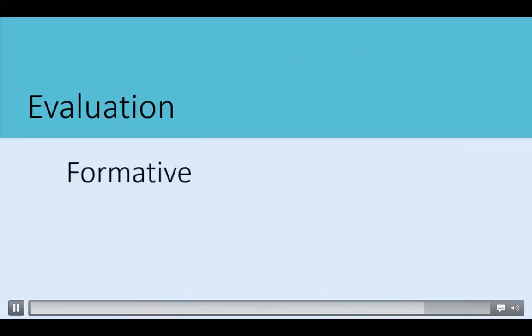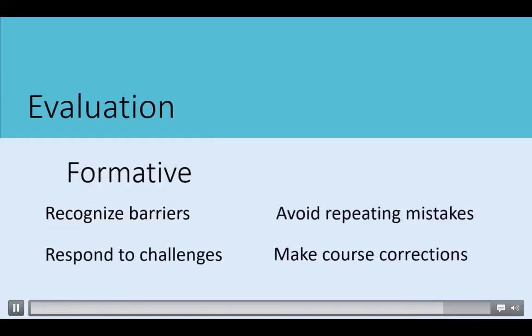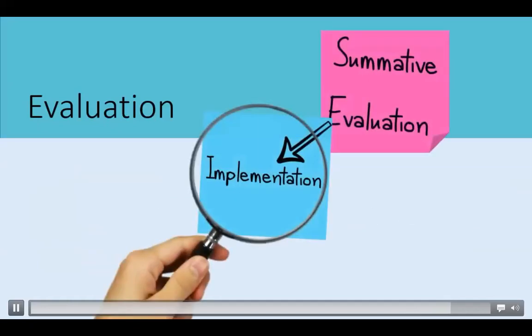The formative evaluation allows those involved in the training or curriculum development to recognize potential barriers to the training before they happen, respond to training challenges as they occur, avoid repeating mistakes, and make course corrections as needed. The summative evaluation focuses on examining the outcome of the training during the implementation stage. The information gathered from the summative evaluation continues to guide the project design process.